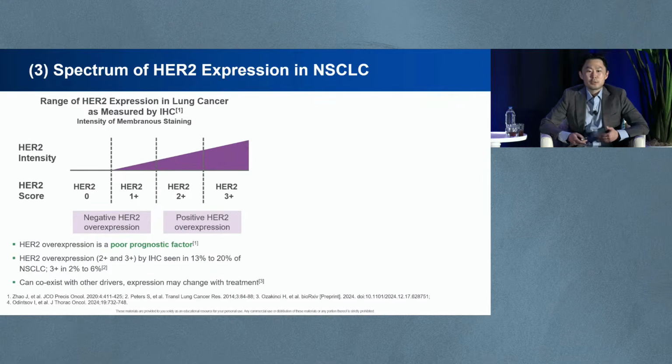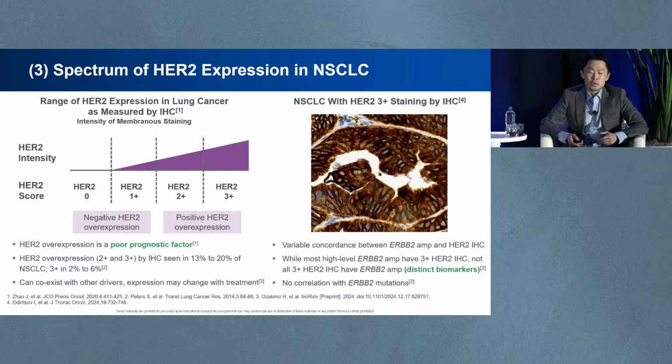Now, talking about HER2 expression in lung cancer, here we're using IHC, or immunohistochemistry, to measure the intensity of membranous staining in the tumor cells, going from 0 to 3+, with 3+ being the highest level of expression. HER2 overexpression of 2 to 3+ is a known poor prognostic factor that can be seen in up to 20%, but 3+, again the highest level of expression, is seen in a smaller subset of 2 to 6%. Interestingly, these can coexist with other drivers and are not mutually exclusive, and the expression can be dynamic and change with treatment. And so the next question we can ask is, does the IHC correlate with other biomarkers that we talked about?